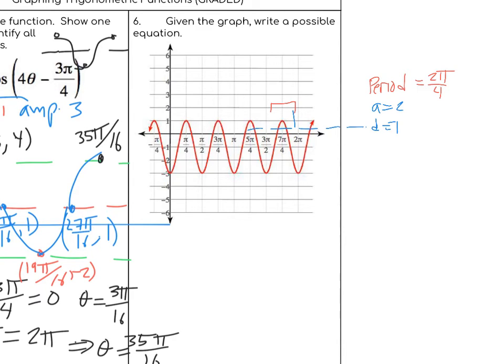Then a phase shift, I need a starting point. I'll use cosine. So my starting point would be at pi over 4. In looking at this equation, we're looking at y is equal to 2 cosine, 2 pi over the period is going to be our b, which is going to come out to be 4. We're going to have x minus pi over 4, and then minus 1.